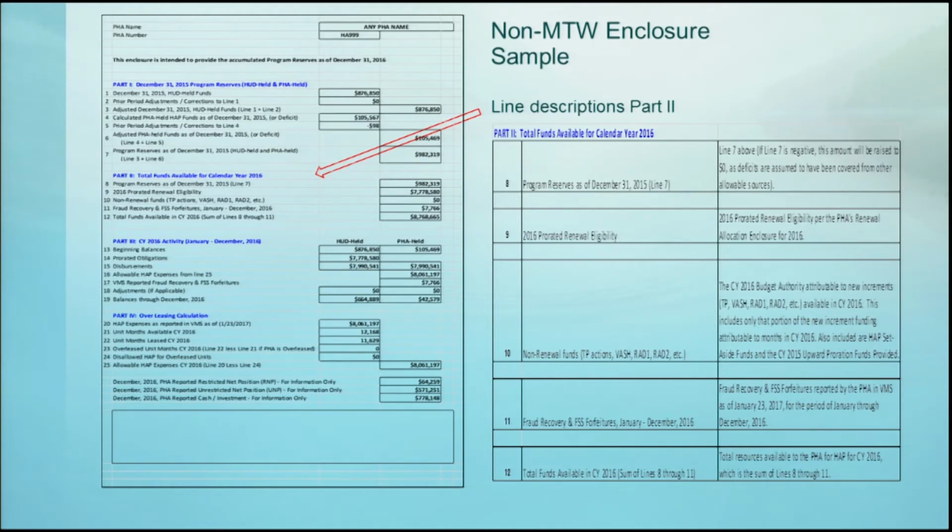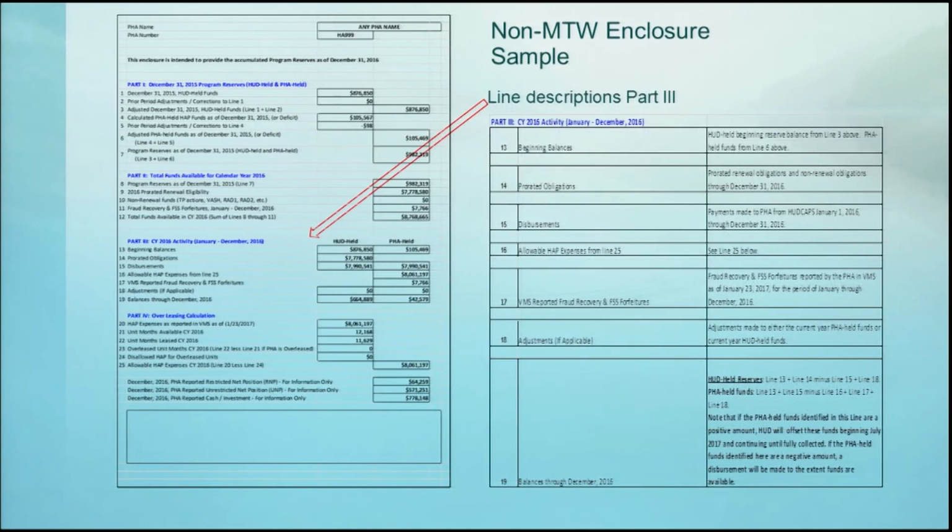Line 8 is the amount from line 7, or 0 if negative, assuming PHA received the funds since the enclosure is 3 months, 90 days old. This includes poor rated renewal eligibility on line 9, also non-renewal funds on line 10, and including fraud recovery and FSS forfeitures on line 11. Line 12 is now a total of all funds available to the PHA for current year reconciliation.